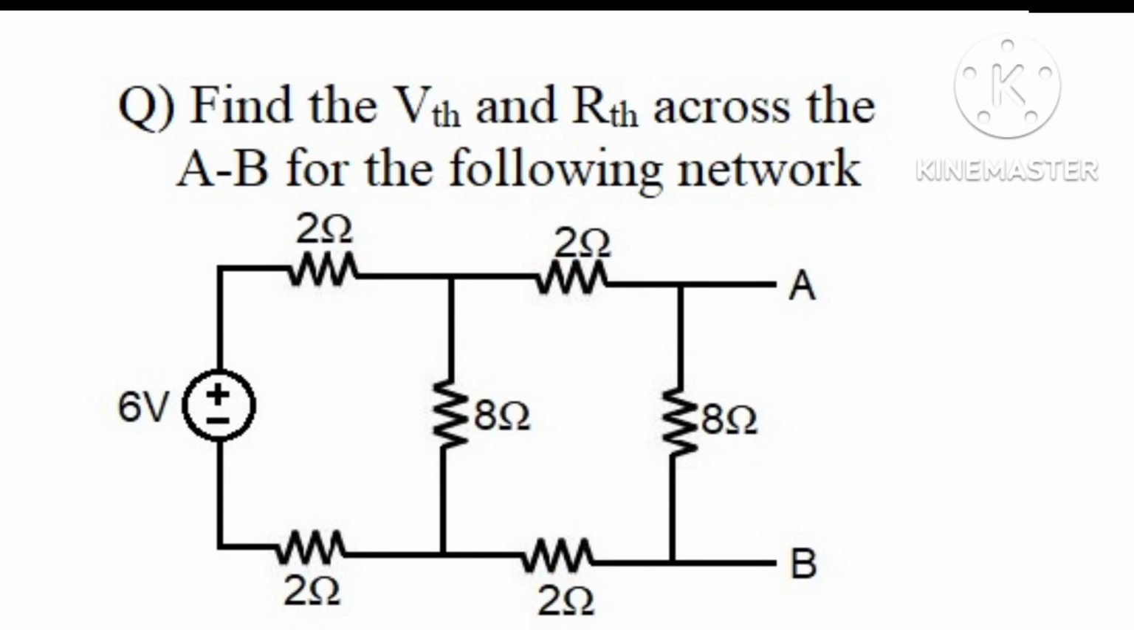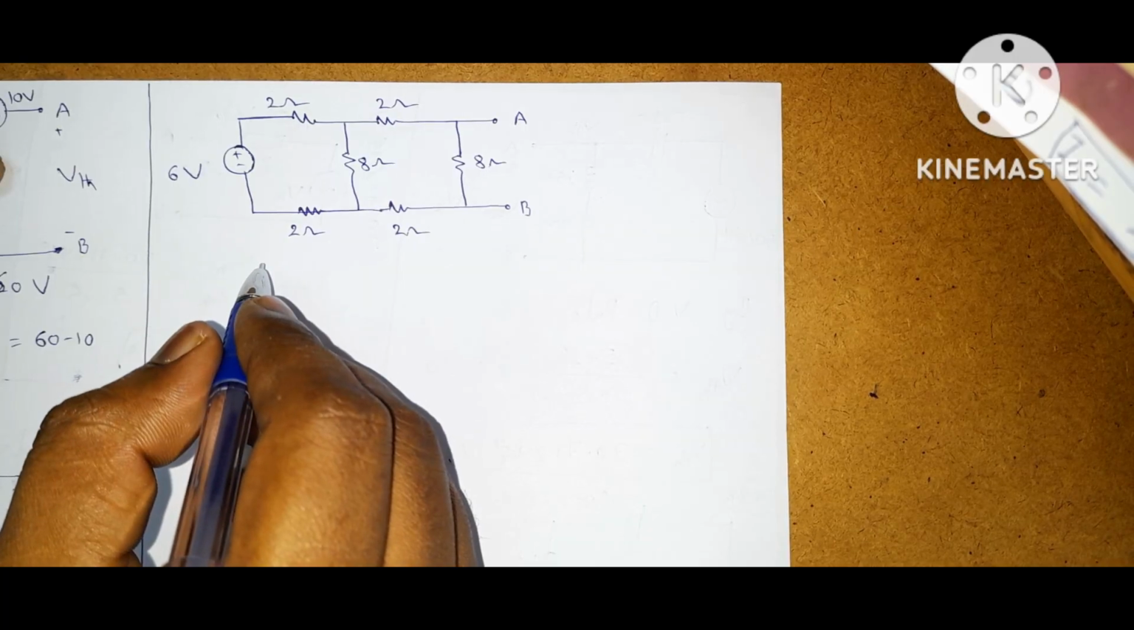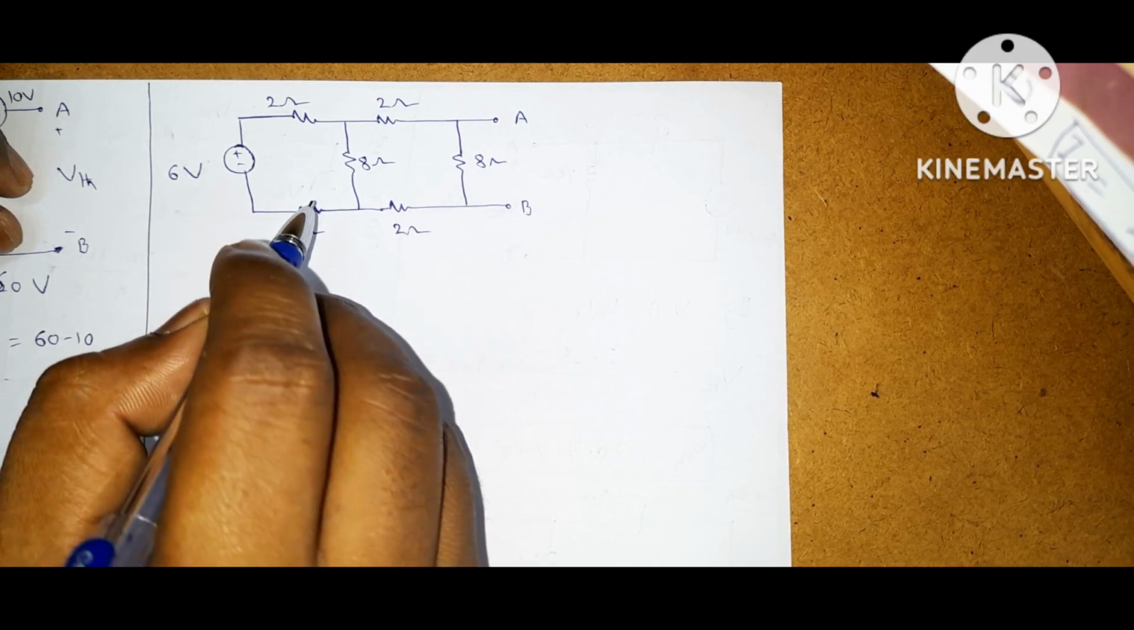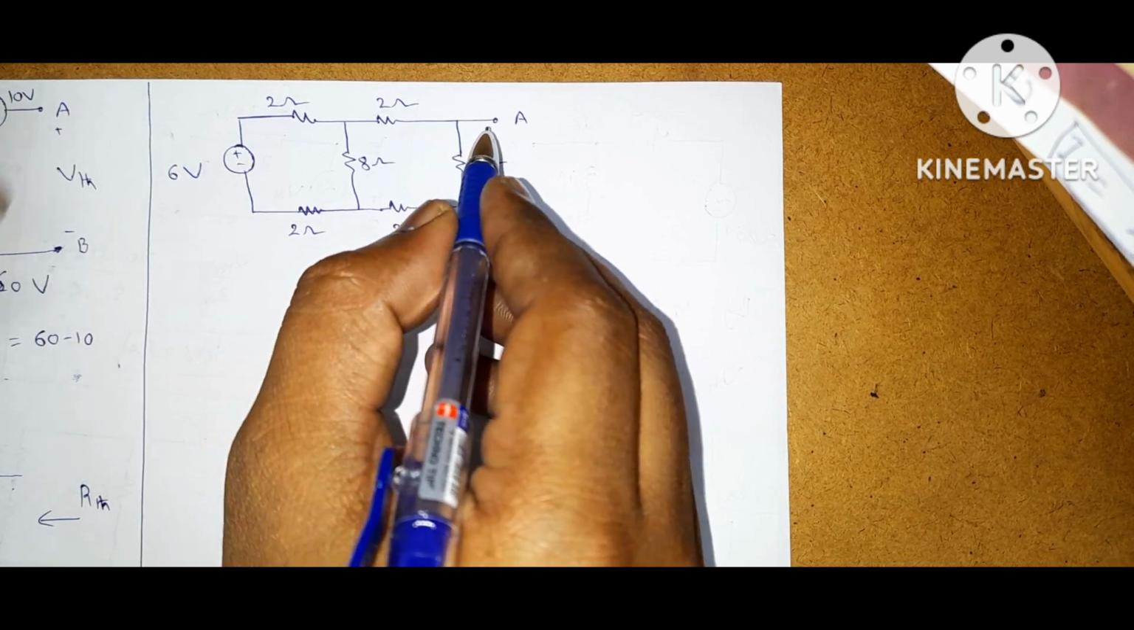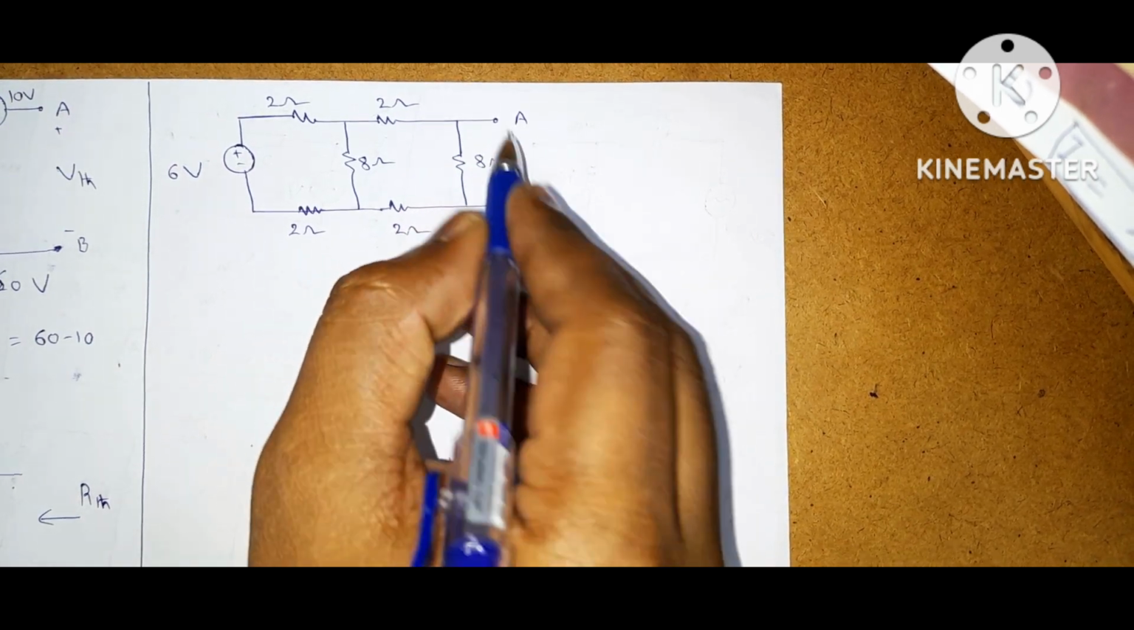Hello everyone, we are solving problems on the Thevenin and Norton's theorem. In that, the next question is: find the Thevenin equivalent across the terminals AB for the following network. This is the given network. What is being asked in the question? The Thevenin voltage and Thevenin resistance across these two terminals.